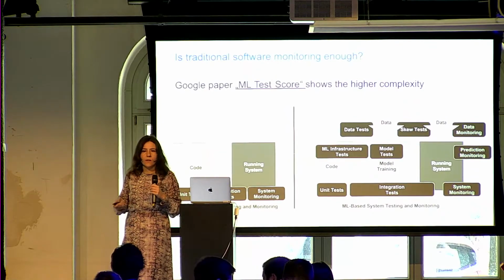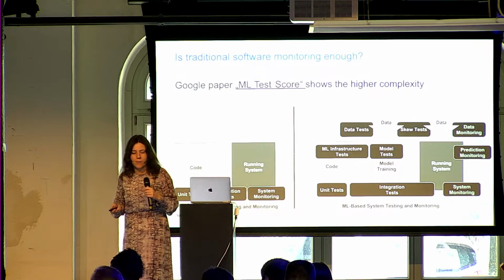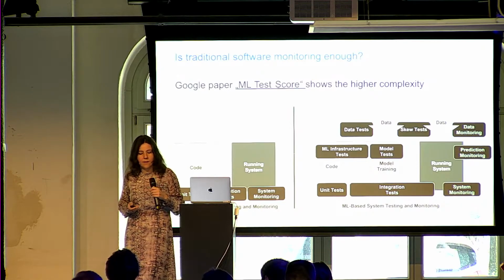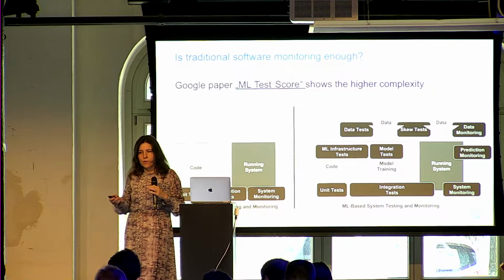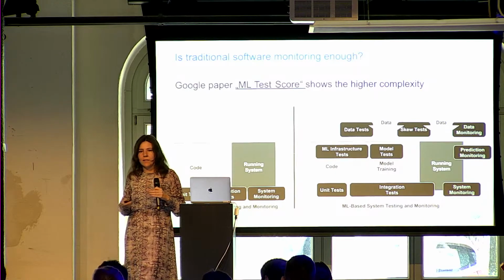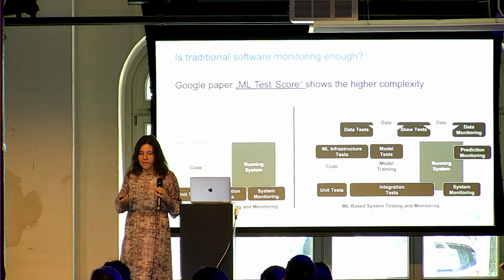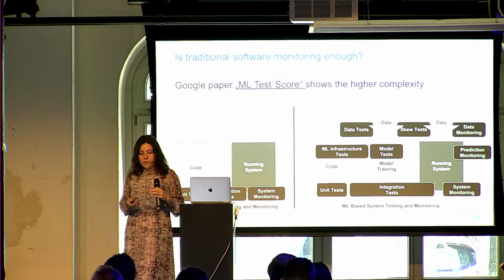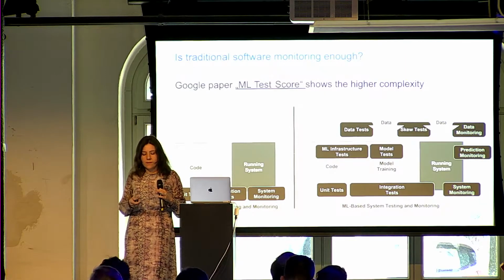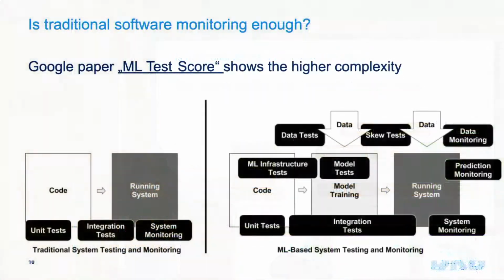Okay, so given that you have the basic backend monitoring covered, what do you need to add on top for ML? Here's a screenshot from the Google paper ML Test Score that shows you that if you have an ML application, you add a bunch of complexity on top. You have the data which is coming in, so you can do data monitoring, you can have skew tests, then you have the model itself, and you have the tests for the ML infrastructure. So this shows you the complexity is higher.